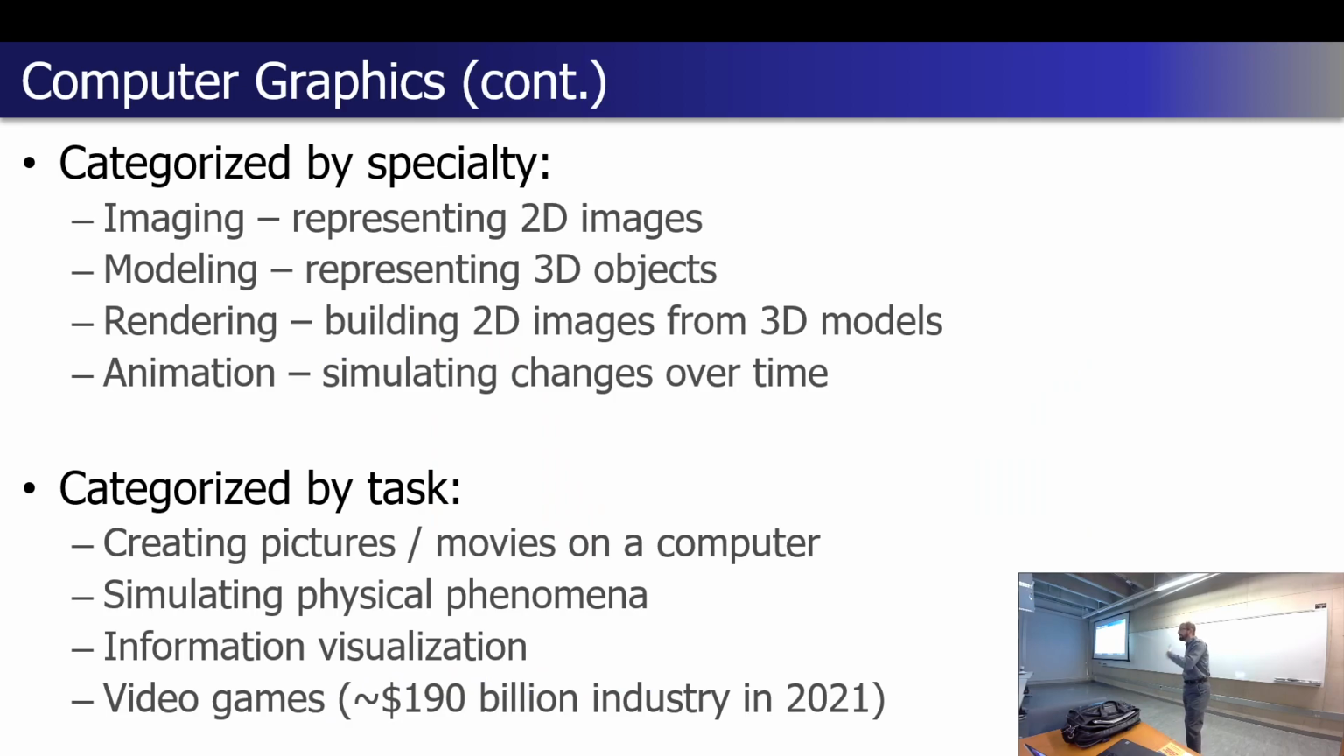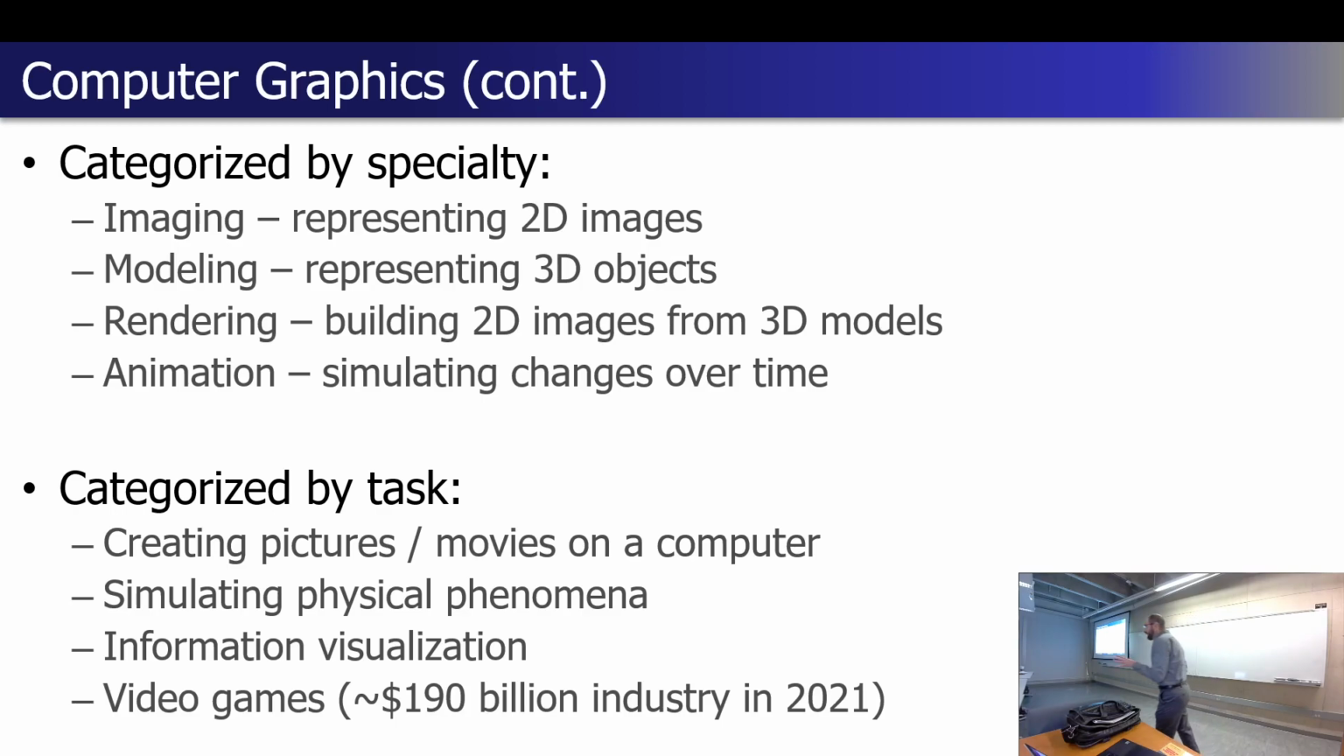How do we represent 3D objects with reasonable fidelity? One of the key tasks we're going to be interested in is rendering, and that's taking our 3D model, like that car, and building a 2D image from that 3D model. There's a little bit of math involved, but it's not anything beyond freshman level math, and a lot of architecture and software associated with that as well.